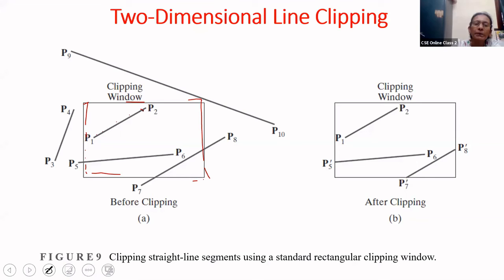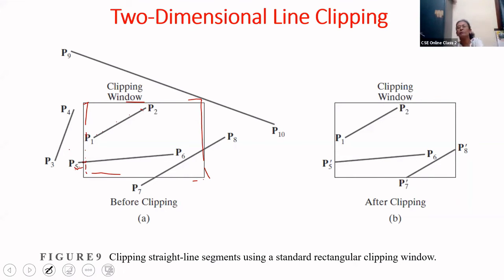Now P5, P6, we see that a part of this line here is outside the clipping window. So we find the point of intersection, the point where the line intersects the boundary, that is P5 dash. Say this point of intersection is P5 dash. So the line from P5 to P5 dash is to be eliminated, and the line from P5 dash to P6 is what is to be displayed on the screen. So that is what you see on the right side. Clear?